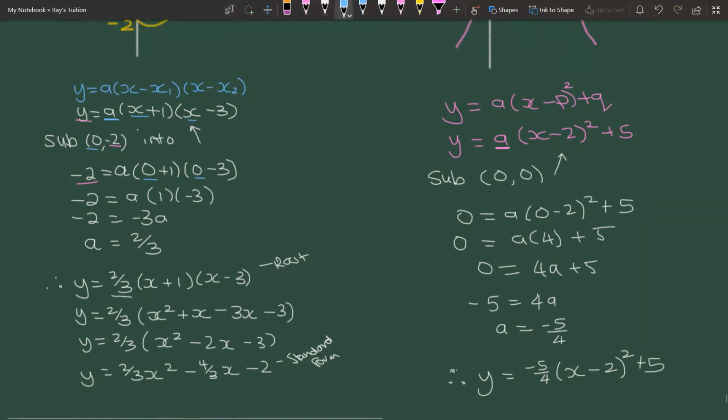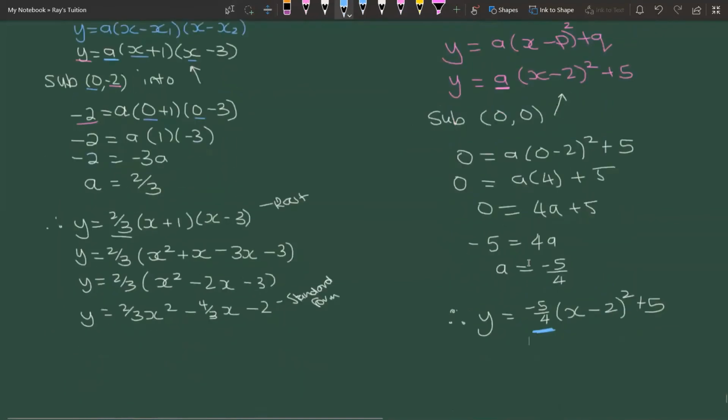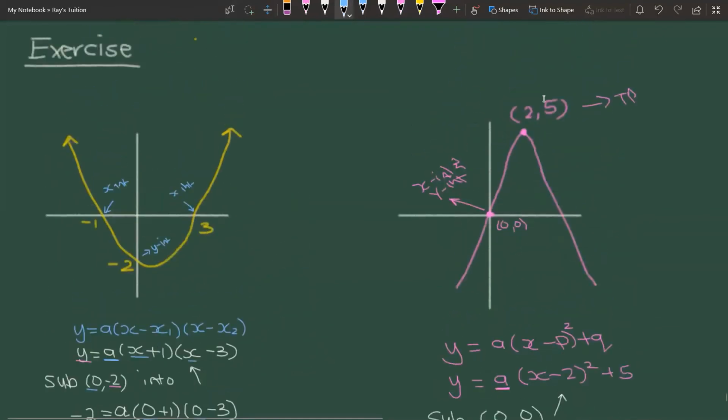What we need to do is the check. So again, we look at the a value and see, does it correspond to the shape of our diagram? Our a value is negative and our diagram is negative. So that's how we know that we are on the right track.